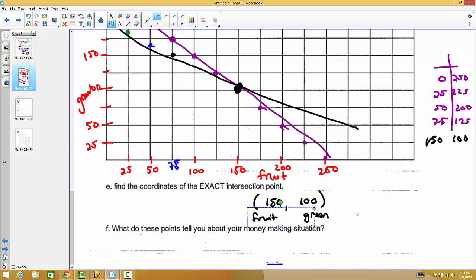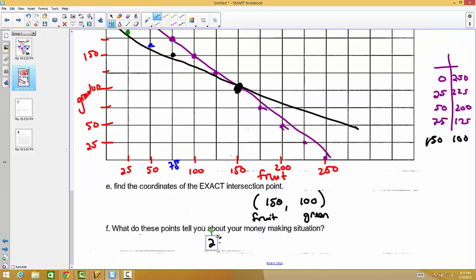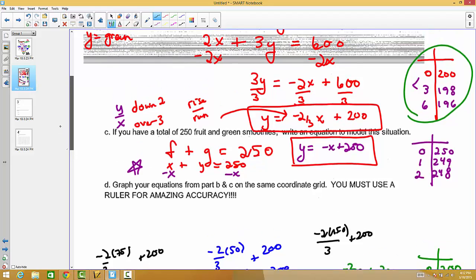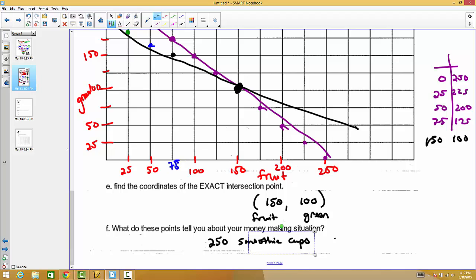So what do these points tell you about your money-making situation? 250 smoothies, like cups to fill, and if you want to make exactly $600, and as long as you're going to sell out, then you need to make 150 fruit smoothies and 100 green smoothies.